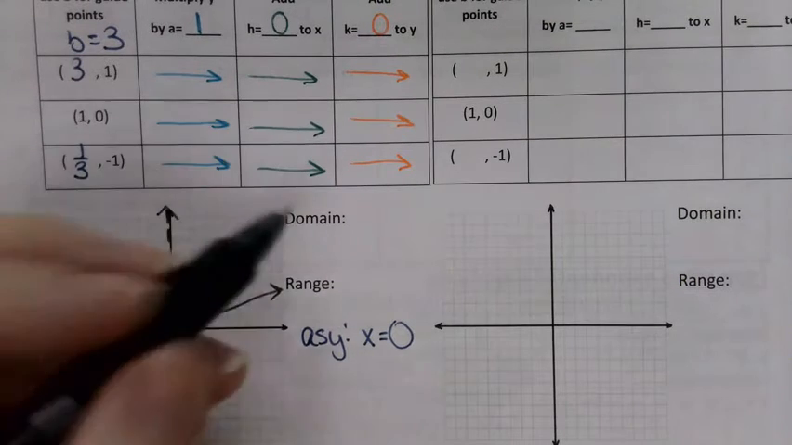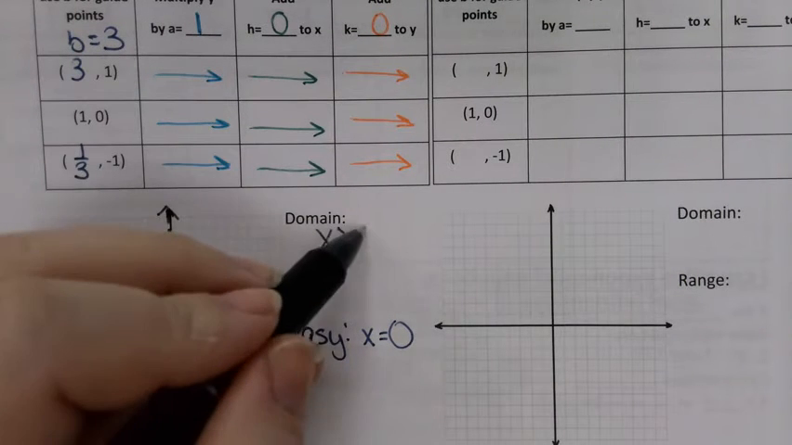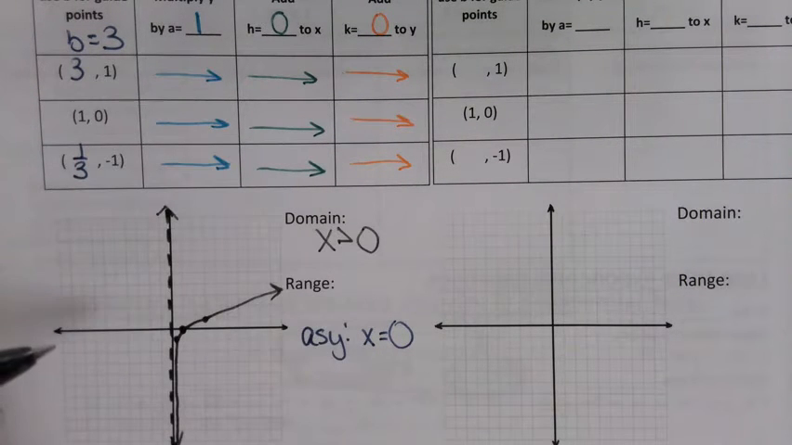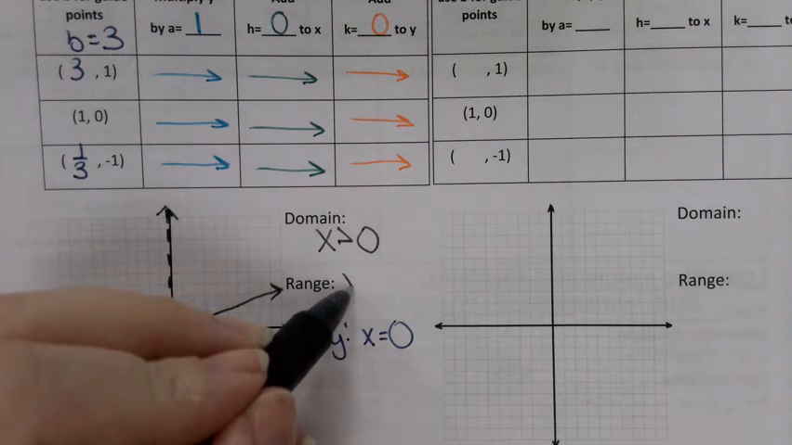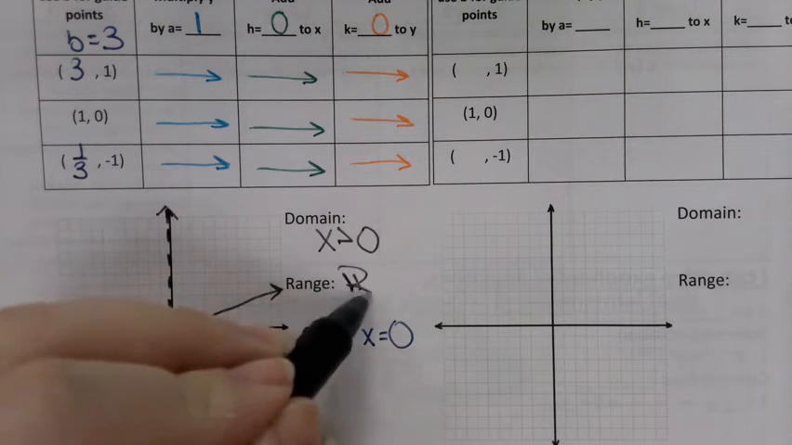Our domain would be that x is greater than our h value, because it's to the right of the asymptote, and our range would be all real numbers.